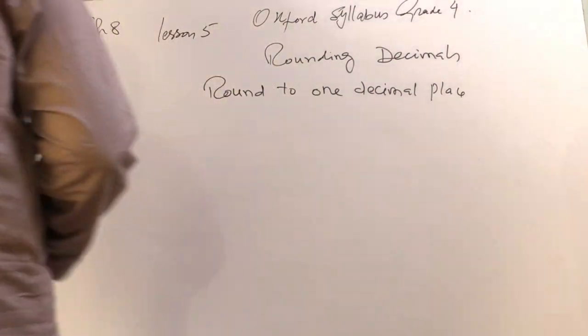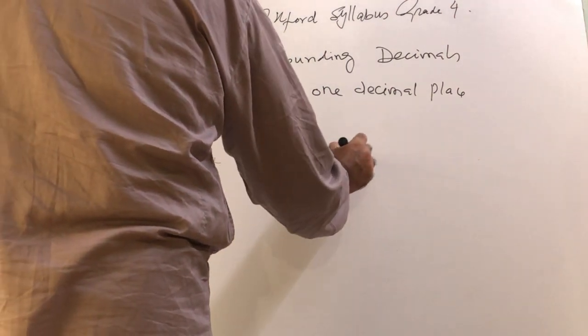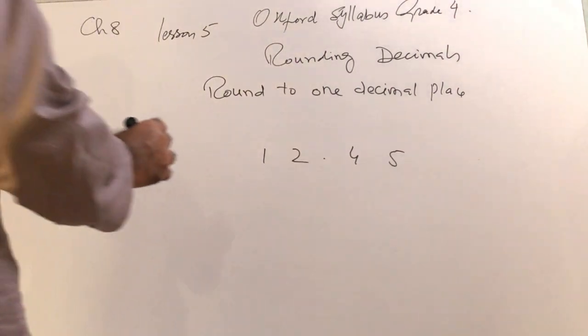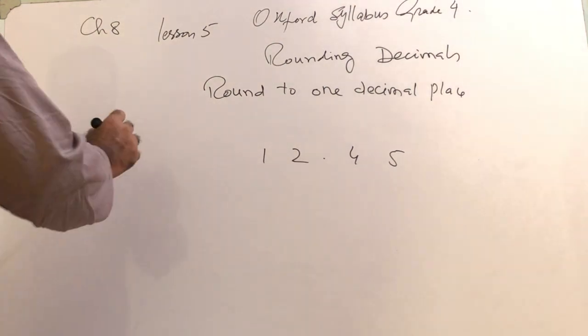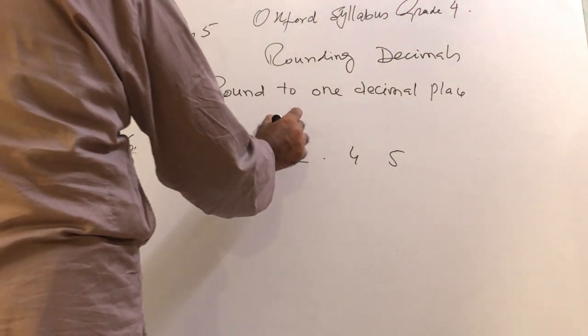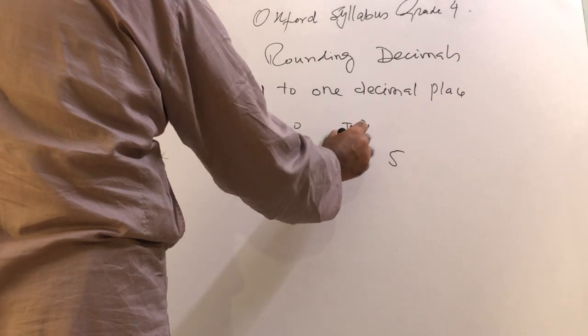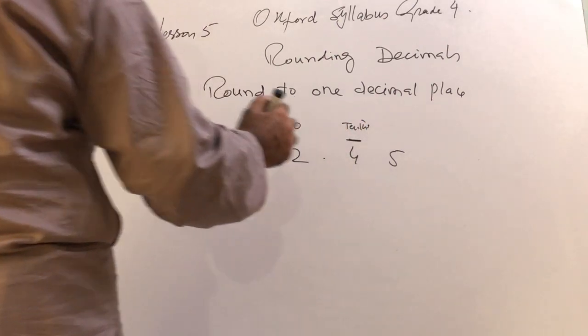Now we move ahead. Round 12.45 to nearest tenth. This is question 6, on page 177. Nearest tenth means this is tenths. So put a bar here.